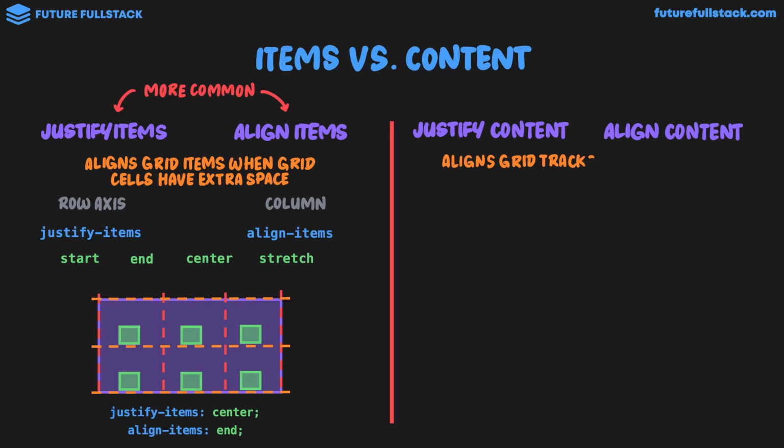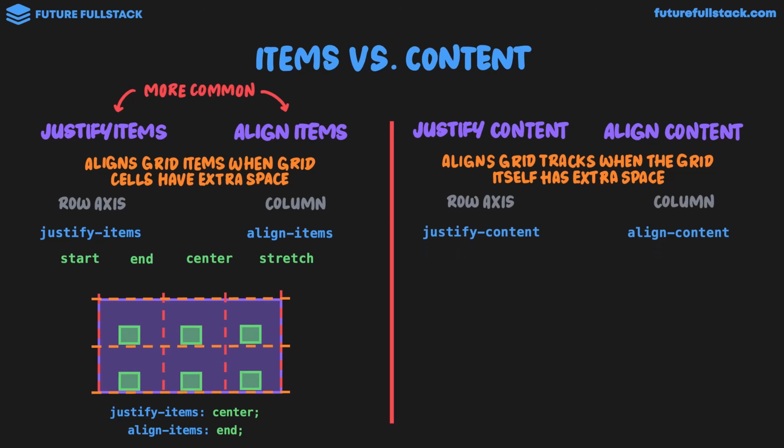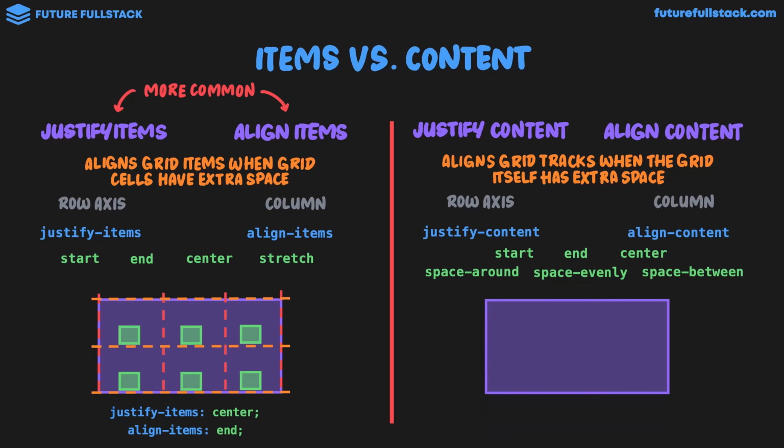For the content properties, we have justify content and align content. This aligns grid tracks when the grid itself has extra space. Along the row axis, we have justify content, and along the column axis, we have align content. The values that justify content and align content can take include start, end, center, space around, space evenly, and space between. Looking at an example of this, we have our grid container, and let's say we applied justify content center and align content end. This would mean that our columns are centered along the row axis, which is being defined by justify content center, and our rows are at the end of the column axis, being defined by align content end.